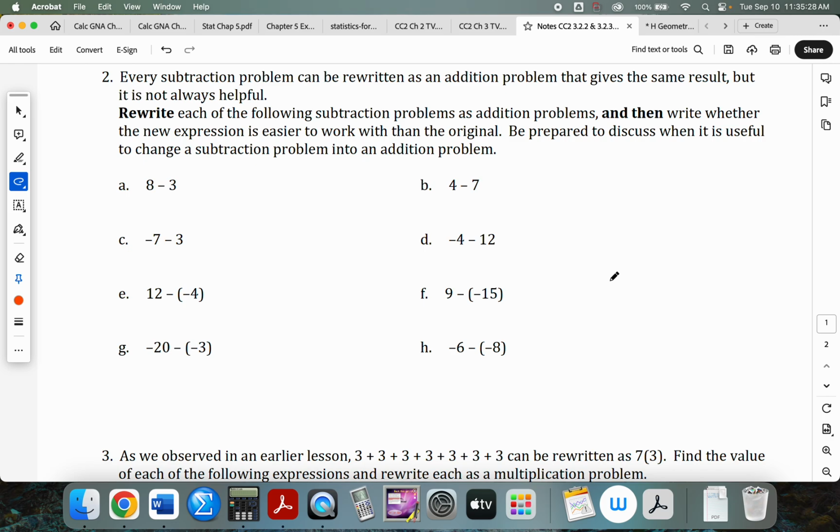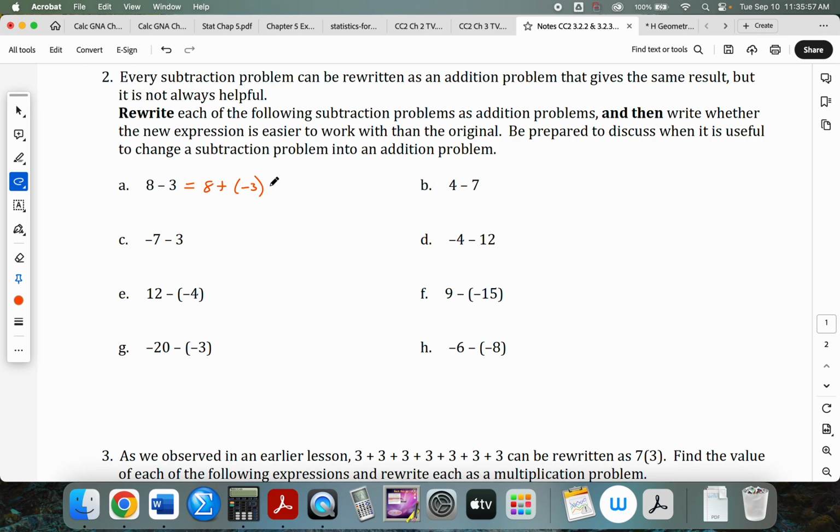So it said rewrite each of the following subtraction problems as addition problems, and then write whether the new expression is easier to work with than the original. Be prepared to discuss when it is useful to change a subtraction problem into an addition problem. So I'll do this first one to make sure that you're good. This is the same thing as saying 8 plus -3.